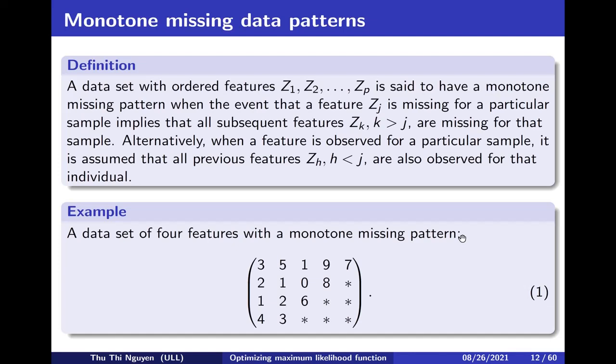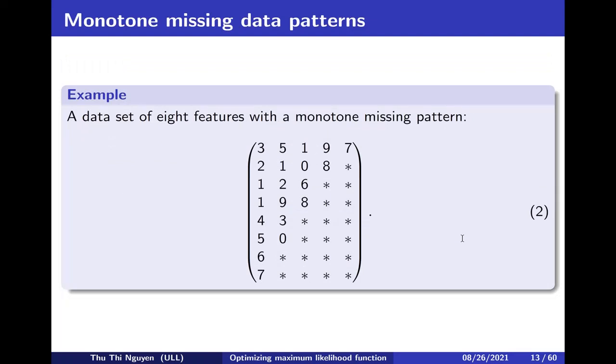As an example, we can see that the dataset in equation 1 is a dataset of 4 features with a monotone missing pattern. Another example can be seen here. This is a dataset of 8 features with a monotone missing pattern. So we can see that the stars form like a staircase at the bottom of the dataset.